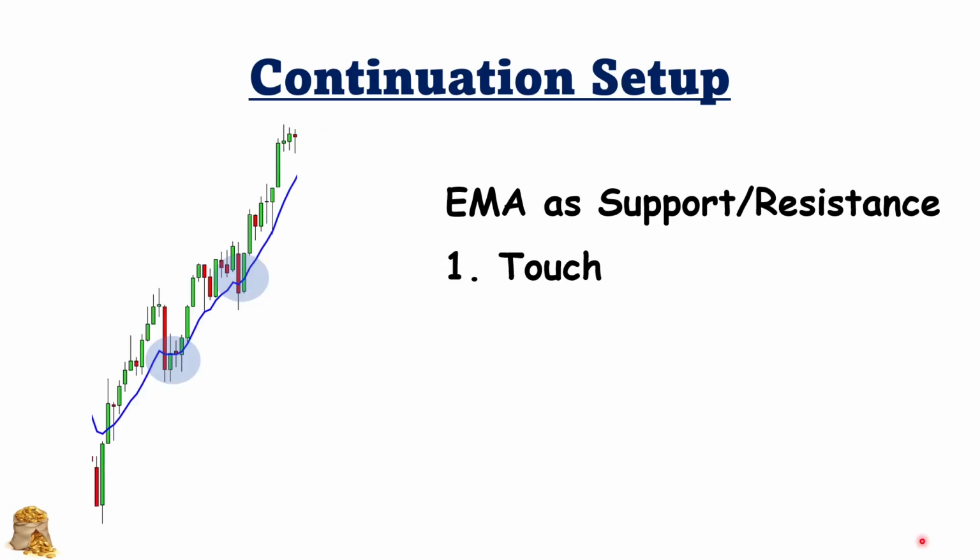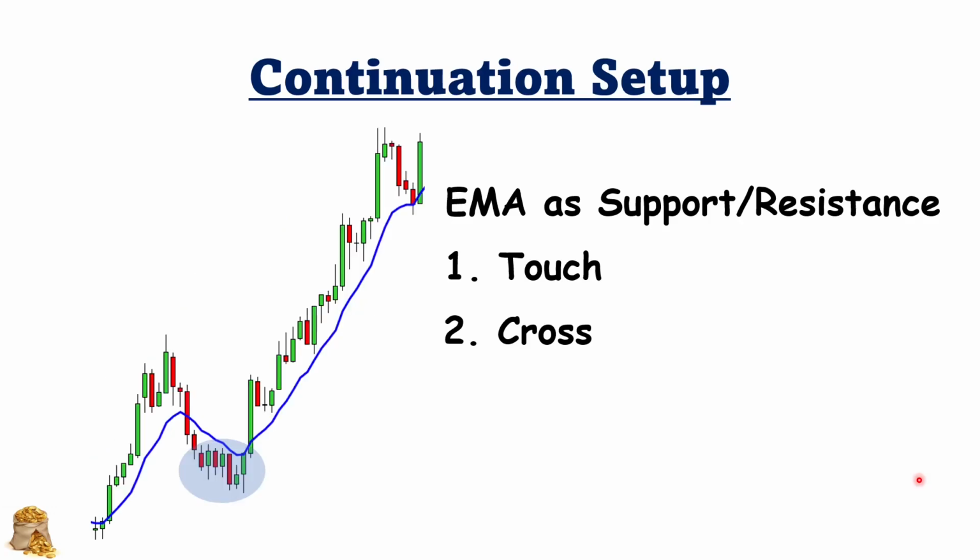The second scenario is when the market crosses the moving average. Let's take a look at this chart. The market moves up and then it pulls back. We can see the signal bar, this bull bar, and also this bull bar, they cross the EMA. And the same thing here: the market pulls back again, and then this signal bar crosses the EMA. So we can enter at the top of the bull bar to enter the market.